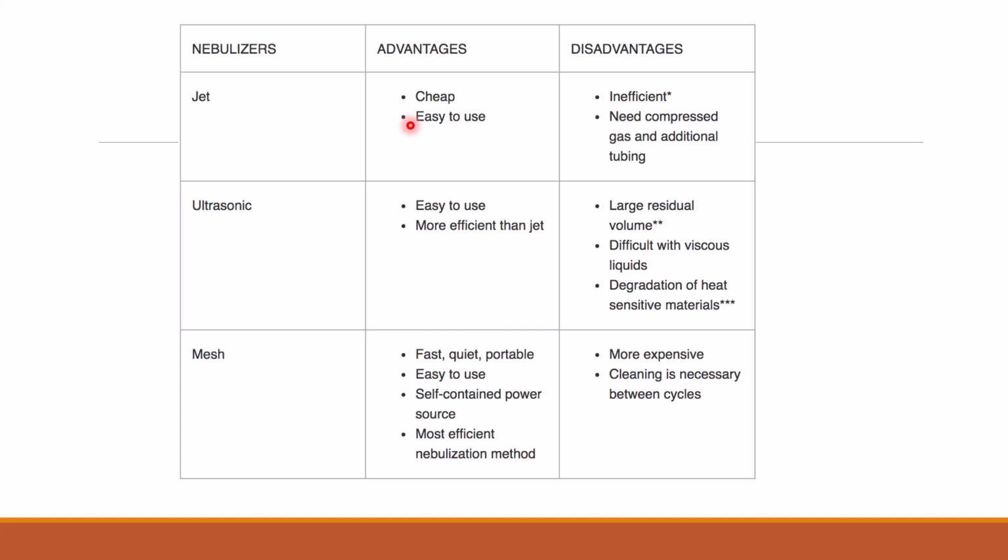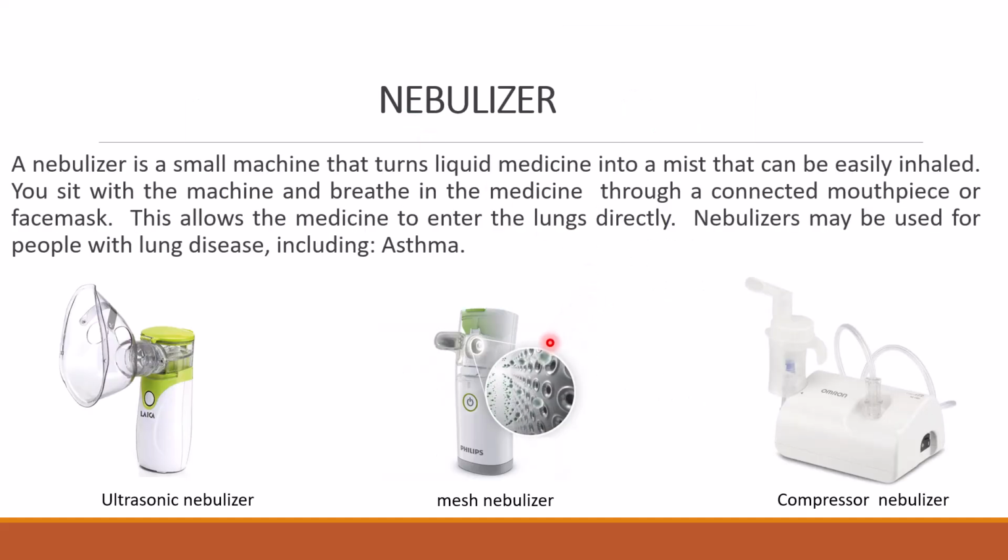As you can see here, we have a mesh nebulizer. We have a metal plate here, and it vibrates just to convert the liquid to mist. The molecular size is different between the compressor, mesh, and the ultrasonic one. And the kind of device can be determined also by the doctor himself.